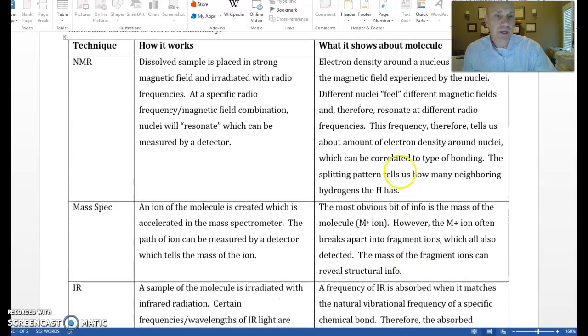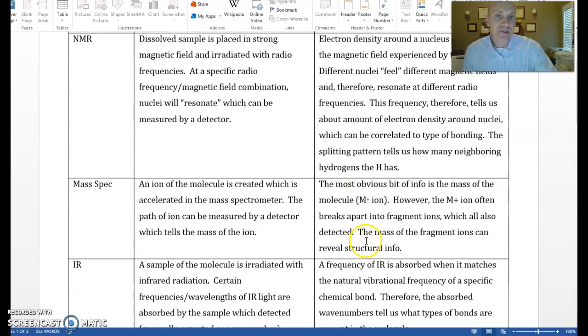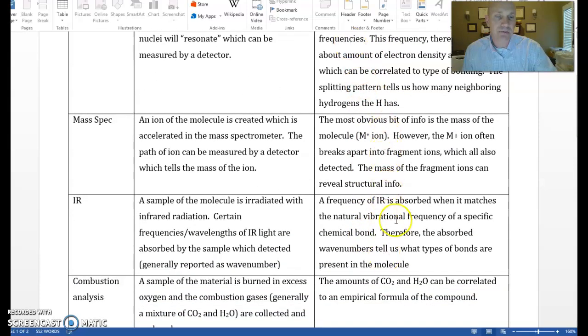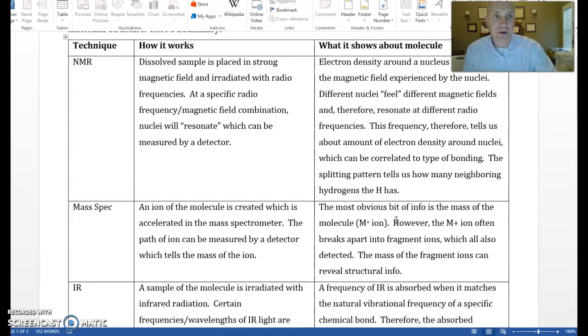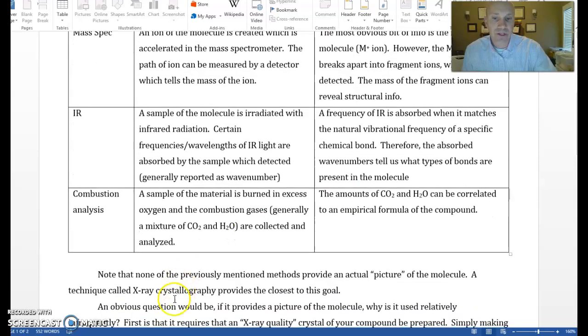All right, but the one thing I want to point out is, even though all of these techniques combined will generally allow us to figure out the structure of a molecule, none of them really create what we could consider to be a picture of the molecule or a 3D representation of the molecule. All right, and that's where X-ray crystallography comes in. All right, what X-ray crystallography allows us to do is to figure out how the atoms are arranged three-dimensionally using this technique.